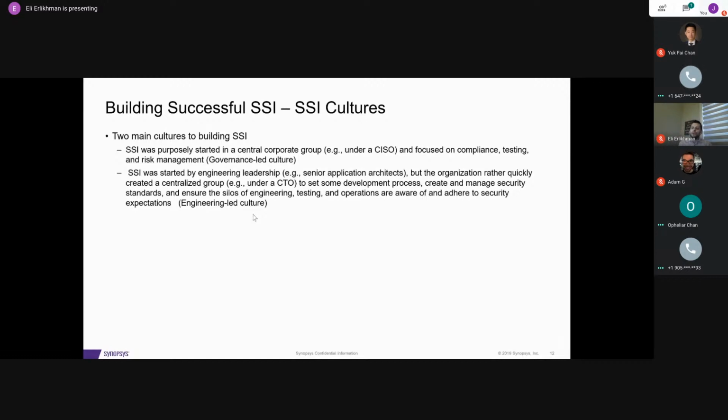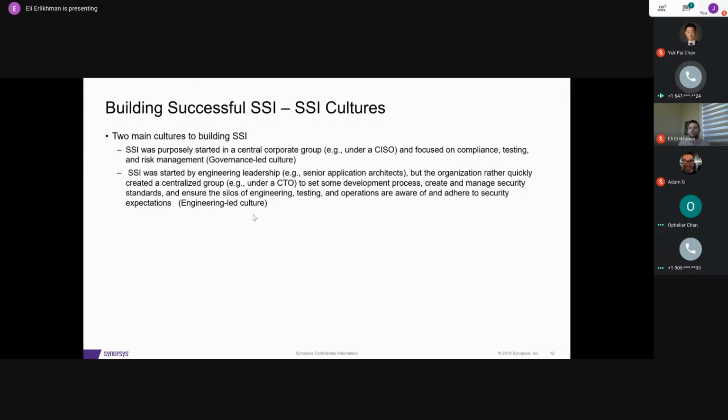Okay, so now if you're starting to design your software security program, you may want to think about the culture within the organization, because the culture will drive how you build your program. What we see is that there are two main flavors of culture, right? One is where the software security initiative or program is driven by some sort of central team, usually under a CISO organization. And you see that in a lot of financial institutions and other organizations that have regulatory and compliance requirements, and financial institutions are usually heavily regulated. So this becomes a governance-led culture, and they focus first and foremost on compliance, testing, and risk management, and then more advanced things as they mature.